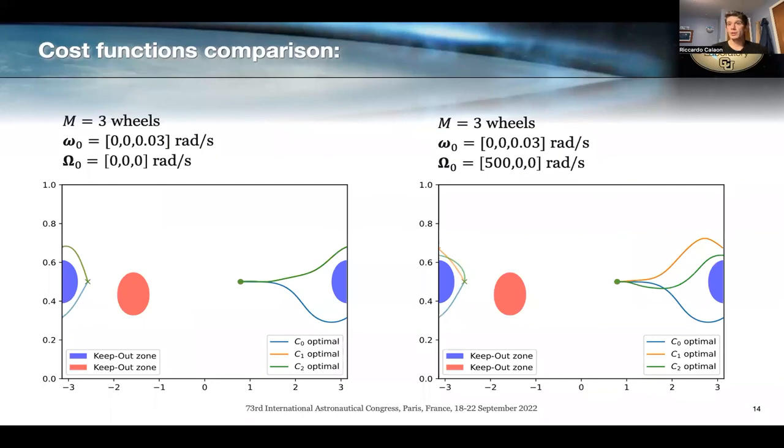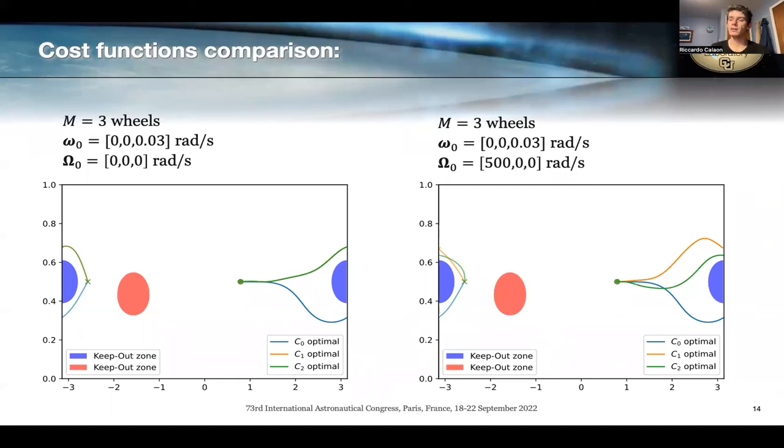And here I'm showing some numerical results. On the left, we can see a case with 3 reaction wheels where all the initial wheel speeds are at 0, but the spacecraft has an initial angular rate directed along the z body axis. So we can see that all three path planners, based on the 3 different cost functions, accurately take advantage of the initial momentum of the spacecraft, and they keep following the initial movement of the spacecraft that goes from left to right.